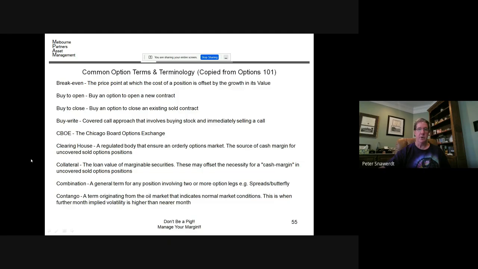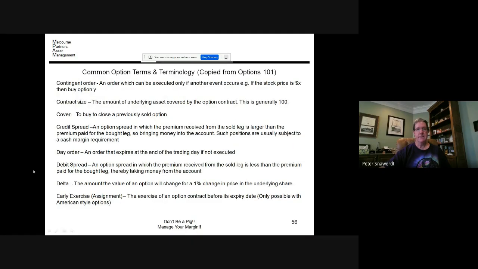CBOE is the Chicago Board Options Exchange. I don't ever say that, I always say CBOE. You can go through what a clearinghouse is. Collateral is what you need for margin. Let's see, what else is important in here? Day order, we talked a little bit about that. Debit spread, we'll go into that a little bit more. We will definitely cover Delta later.